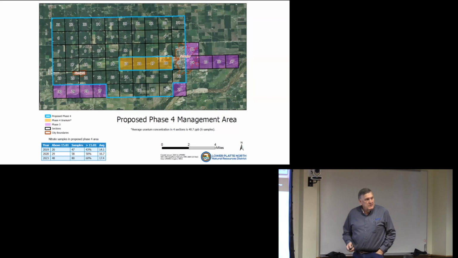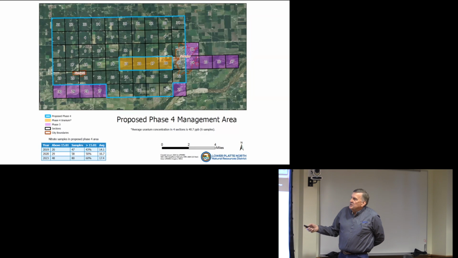And this coincides with Skylar having uranium issues in their supply wells. Yep. They already blend. Yep. So this is the area we're looking at. The purple is still in our phase 3, but this area, including the area with higher uranium, is also a phase 4 now too. So this is our phase 4 area.